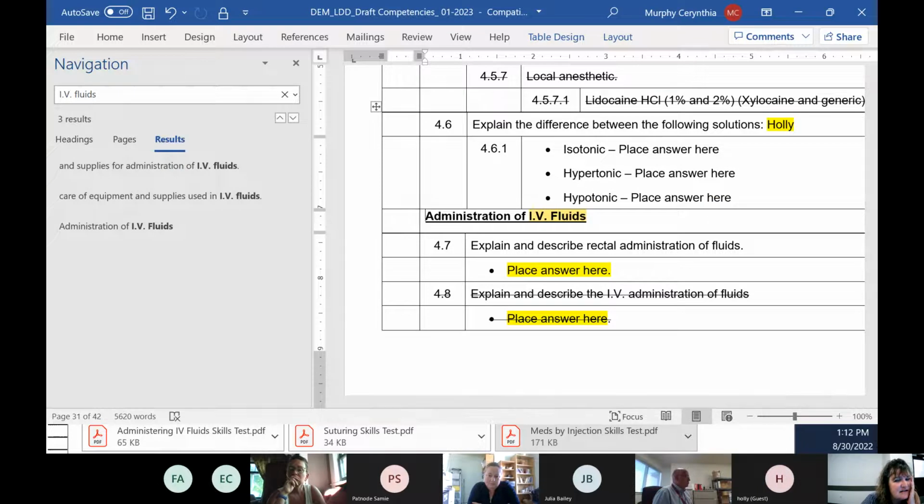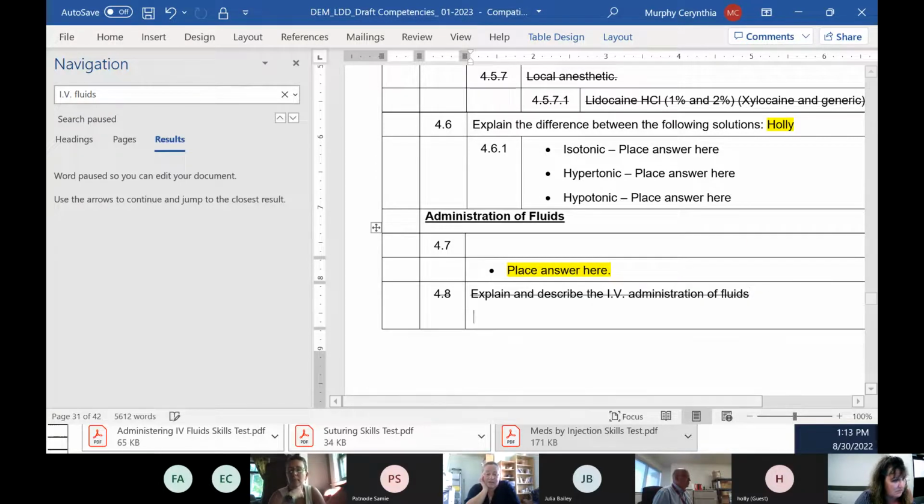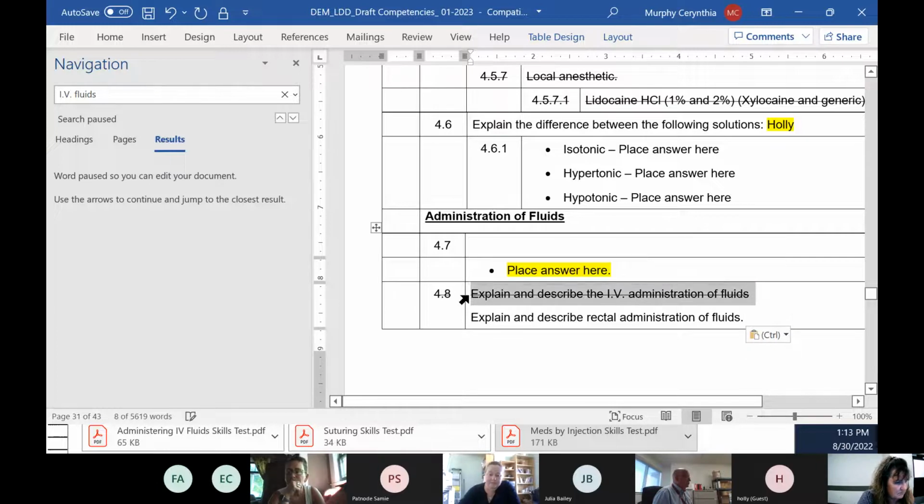Colleen, did you have something to say? Well, I wonder if just saying administration of fluids, and then you have a rectal route and you have an IV route. Yeah, I like that. And maybe having the IV listed first and then the rectal as an alternative. And you can differentiate between using bagged fluids and an enema. I like that, Desi.